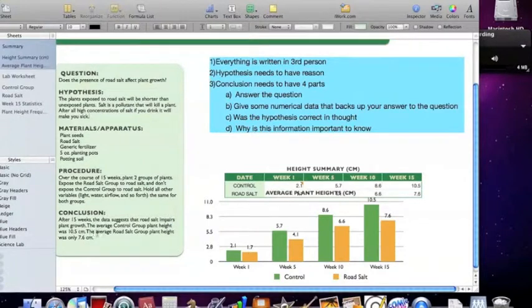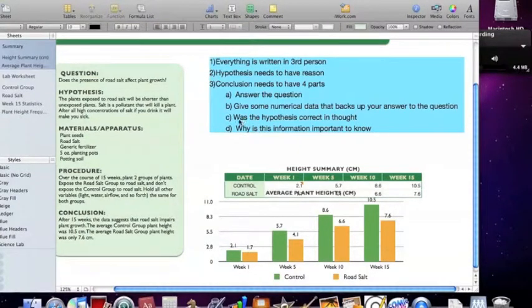The average road salt group plant height was only 7.6. So look at that. They're giving me data and they're telling me, look, without salt 10.5, with salt 7.6. Absolutely, there's good data right there. So they get an A plus for data. It does back it up.